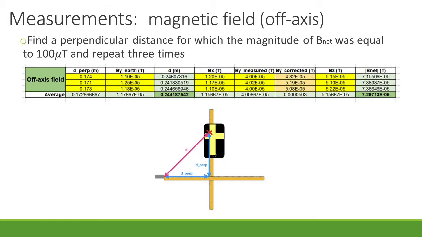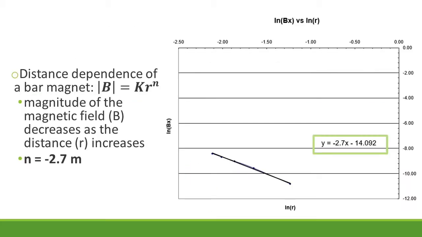to find the average value for each individual measurement. The magnitude of the magnetic field equation is some constant k times the distance r raised to some power n. We should expect the magnitude of the magnetic field B to decrease as the distance r increases, so n should be negative. We have magnetic field values and distance values, so by plotting the natural log of B versus the natural log of r, we should get a straight line with slope n, which is negative 2.7.